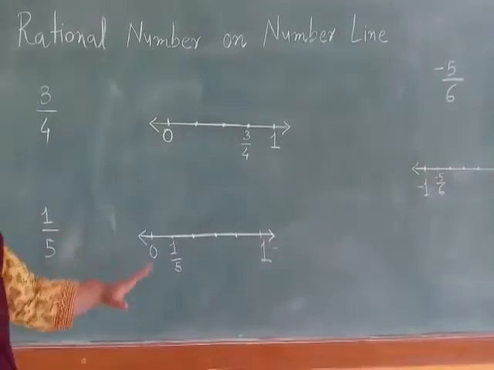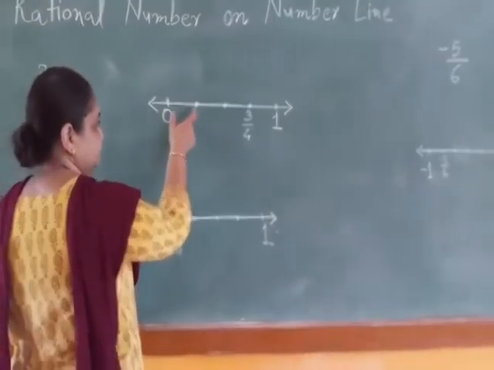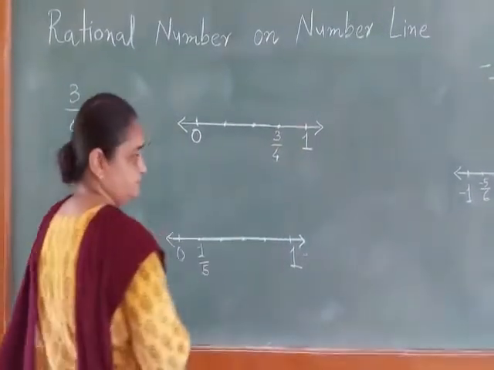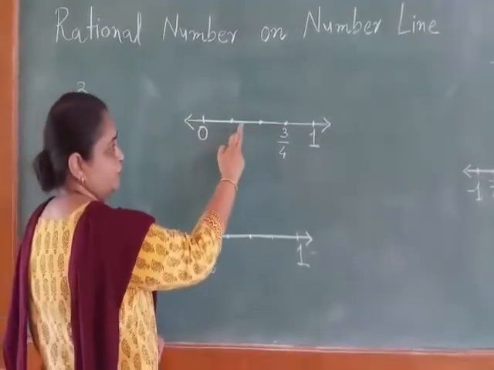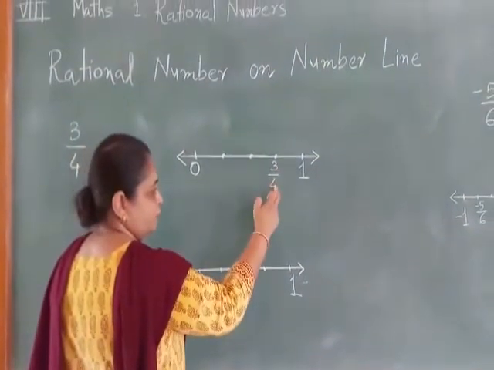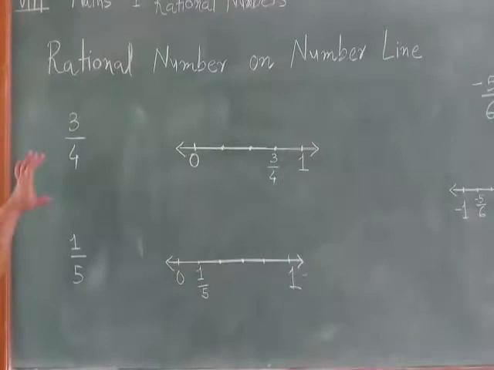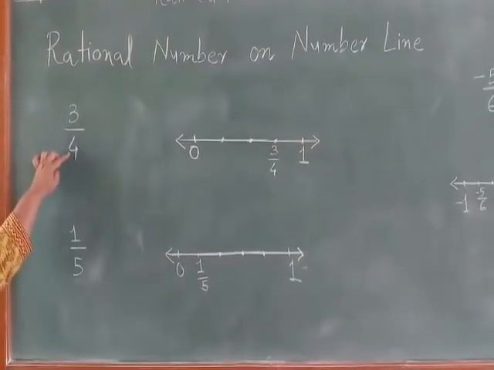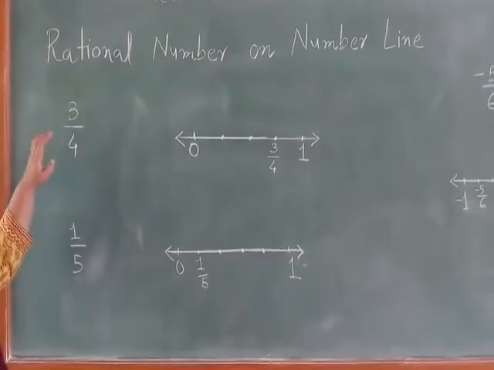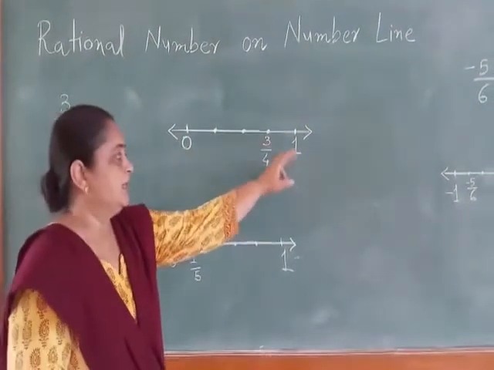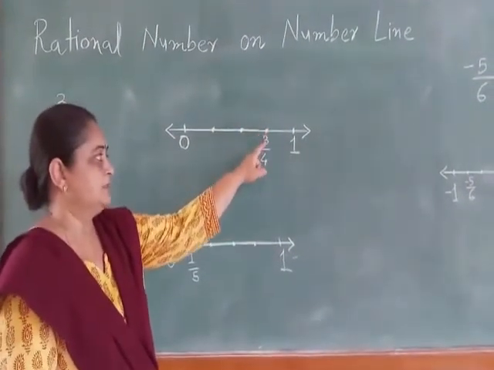So 4 parts are formed. How 4 parts? First, second, third, and this is fourth. So it is 1 by 4, 2 by 4, 3 by 4, and 4 by 4, that is 1. So for 3 by 4, that means we need 4 parts. For that I am taking 3 points between 0 and 1, and that third part is 3 by 4.